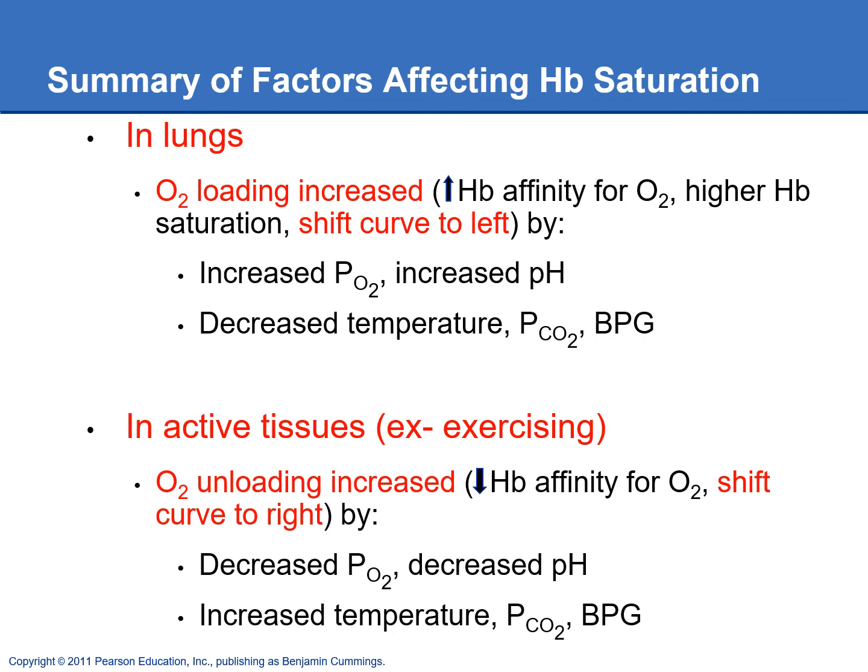In active tissues, like when you're exercising, we want to shift the curve to the right. And that means hemoglobin won't bind to the oxygen as well, and we're going to increase oxygen unloading in the tissue. And that will happen when the oxygen levels are lower in the tissues, the pH is lower or more acidic, you have more hydrogen ions, temperature is increased from the exercising. Partial pressure of carbon dioxide is higher, and also BPG is higher. So all of those things will shift the curve to the right.